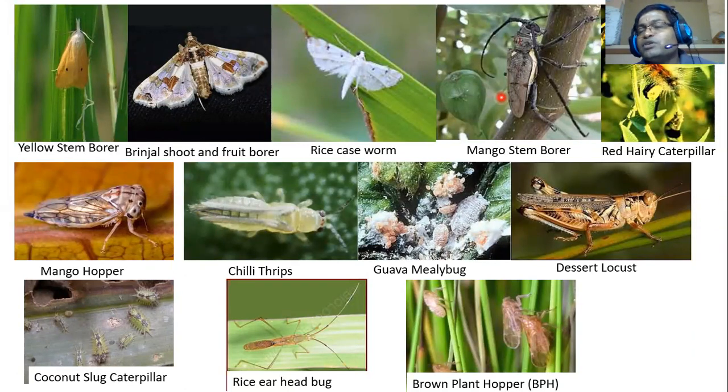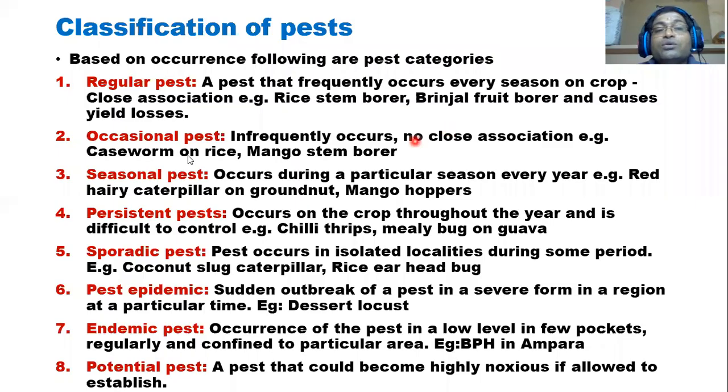Sometimes it will attack, sometimes it will not attack. This means there is no close association. This is called an irregular, occasional pest.